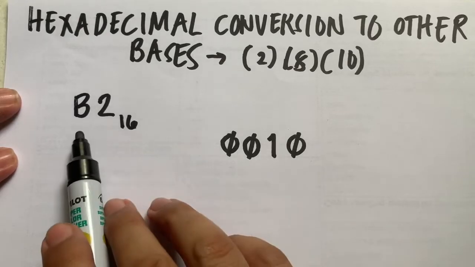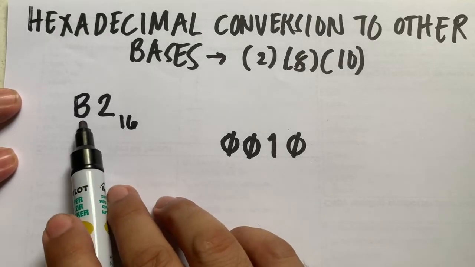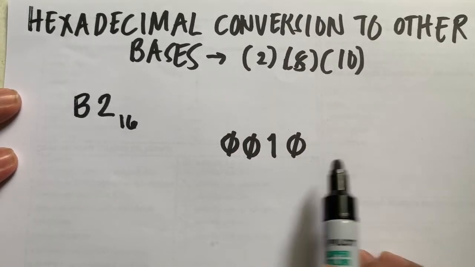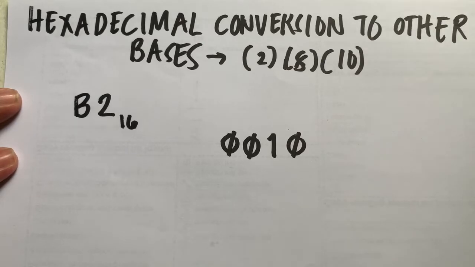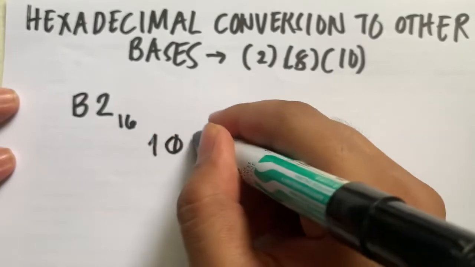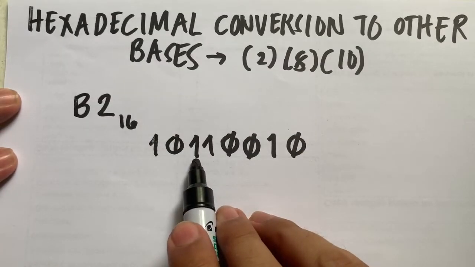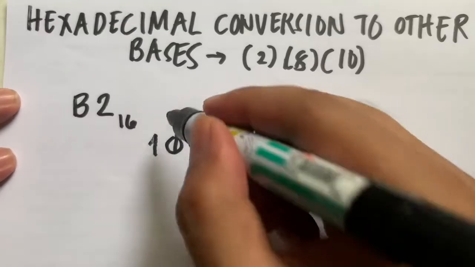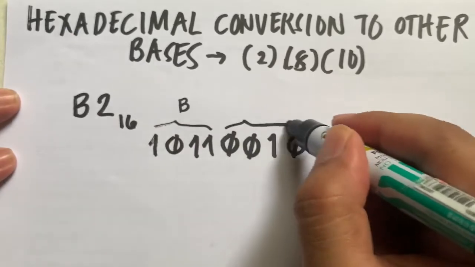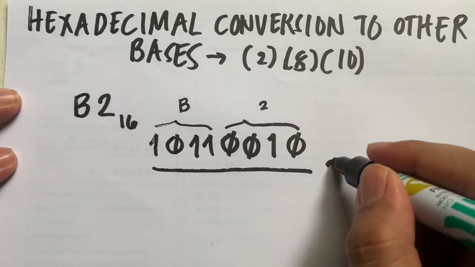Okay, so B is 11. How are we going to represent B as a binary number using 4 binary digits? So 11 is 1, 0, 1, 1. So we have 1 plus 2 is 3, plus 8, that is 11. So this is actually the B equivalent and this is the 2 equivalent. So this is now our binary equivalent.